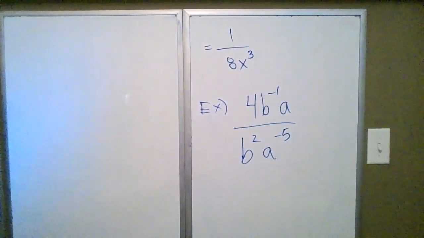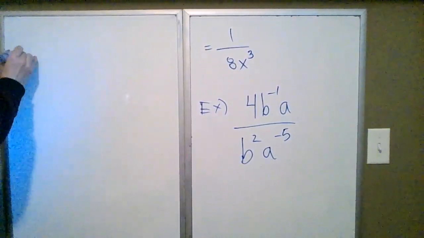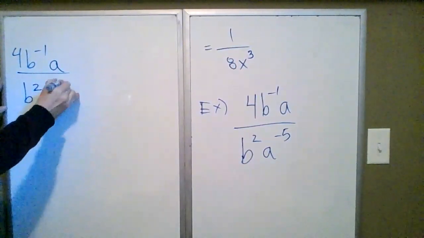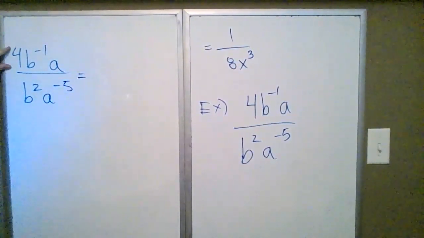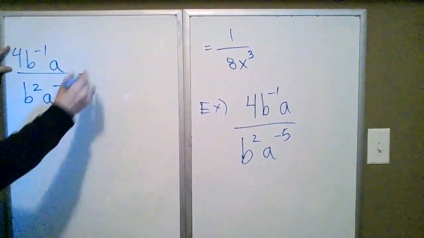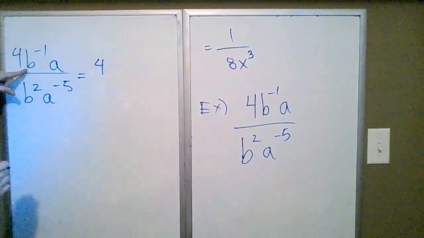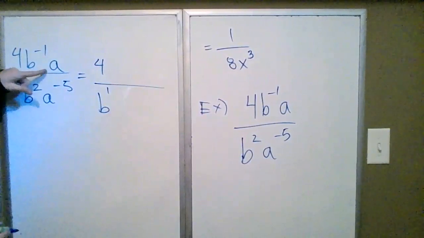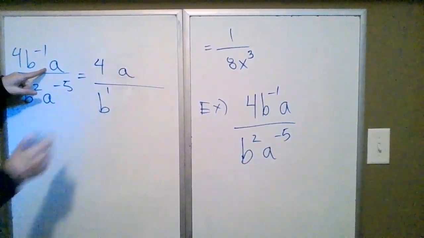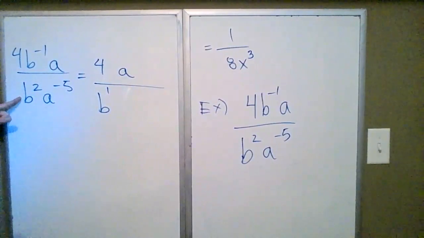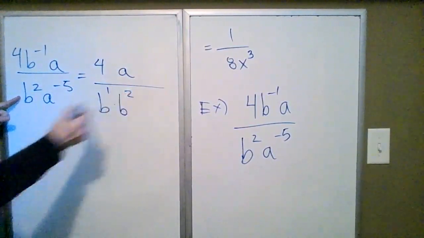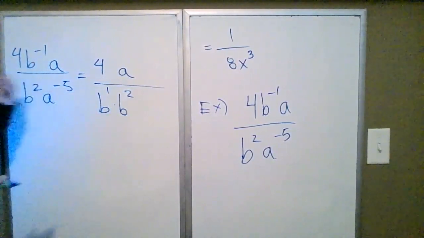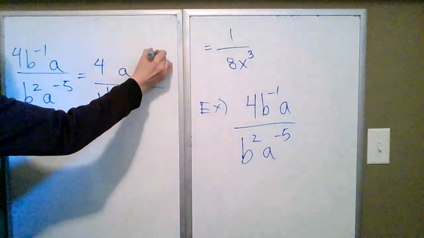First thing I want to do is just take care of the negative exponents. 4 sits where it is. There's nothing going on with 4. b with -1, I want to bring down to the denominator, power 1. And a is going to stay where it is in the numerator. This b squared is going to stay in the denominator, and a to the -5th will push up to the numerator as a to a power of +5.